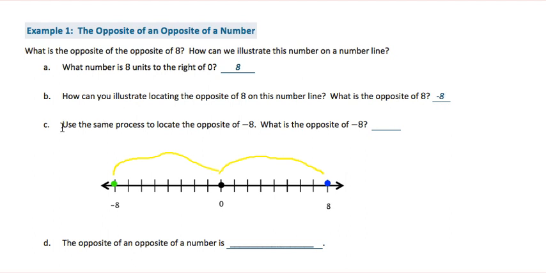Then use the same process to locate the opposite of -8. -8 is 8 units away from 0 to the left. So the opposite would be 8 units to the right, which is +8. So the opposite of the opposite of a number is the same number. That is the number we started with.